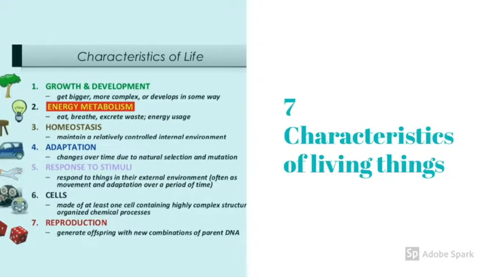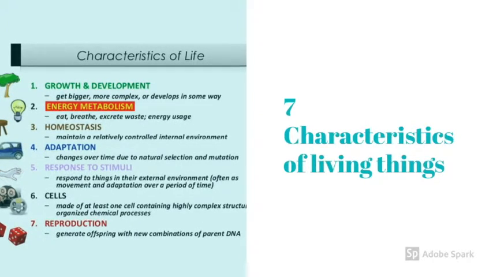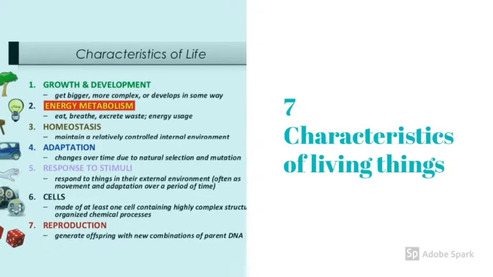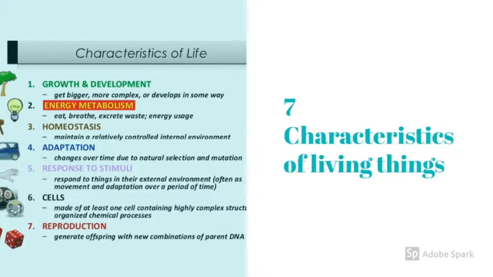For something to be considered living, it must exhibit the following 7 characteristics: growth and development, energy metabolism, homeostasis, adaptation, response to stimuli, be composed of cells, and reproduce.